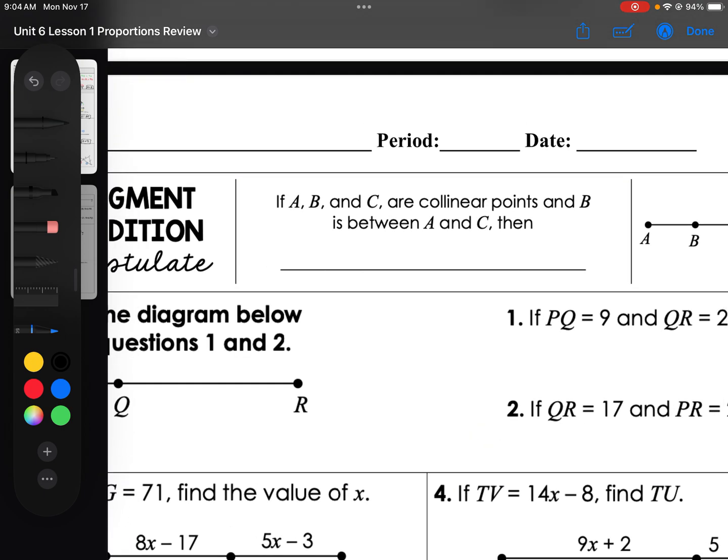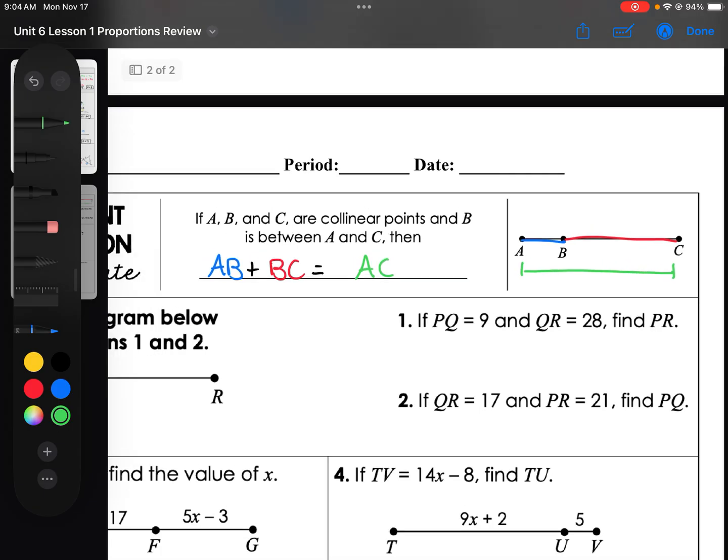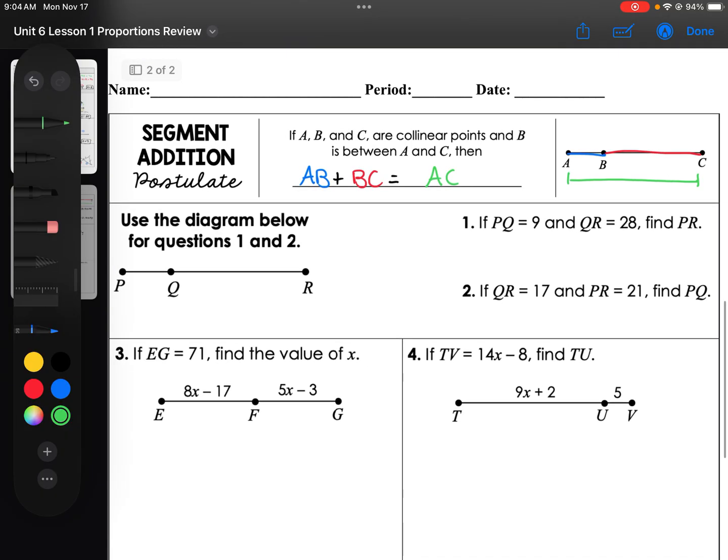So if A, B, and C are collinear points and B is between A and C, then we know that we can take segment AB plus segment BC, and then that's equal to the whole length here of the segment AC, okay? So the part plus the part equals the whole. And we're going to see this sometimes in triangles, so it's important to practice this.